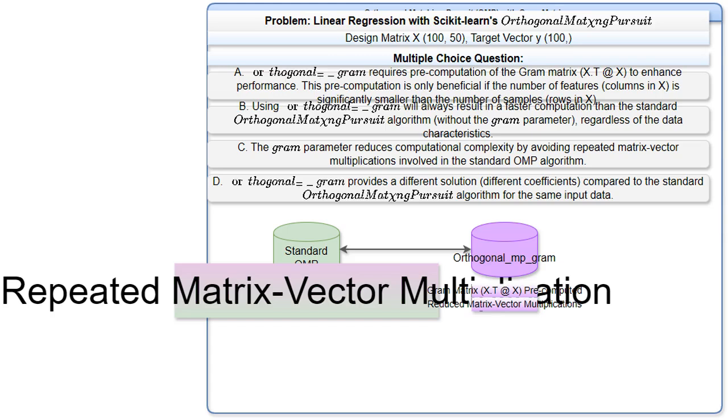The gram matrix, calculated as X transpose multiplied by X, contains all the inner products of the columns of X. Pre-computing this matrix helps speed up orthogonal_mp_gram because I don't need to repeat these calculations during the algorithm.